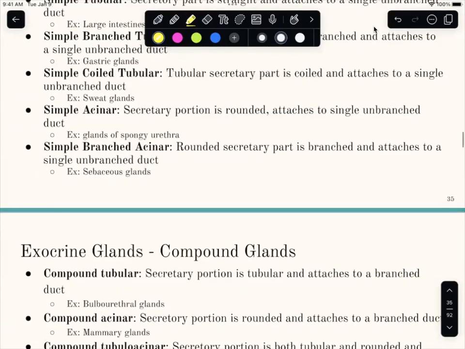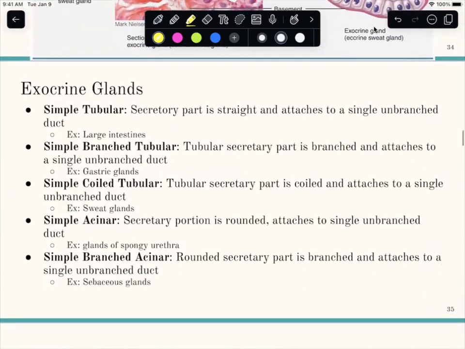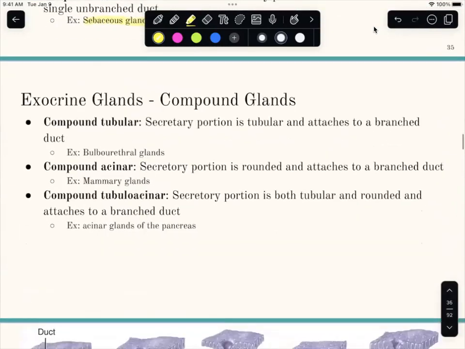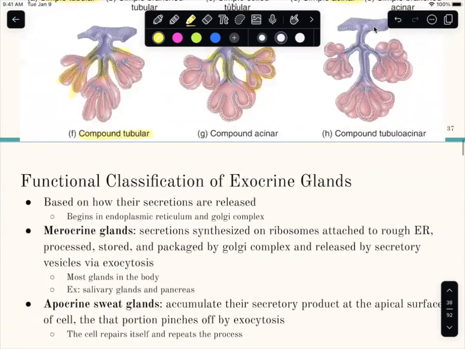Most of this is to kind of give you an idea of the shape. When you see them, you kind of understand. But we have these throughout different areas in the body, like large intestine, gastric glands, sweat glands, glands of the male urethra, sebaceous glands. Those are those oil glands that are attached to your hair. Bulbourethral glands, those are in the male reproductive system. Mammary glands in the breast. And then these acinar cells of the pancreas. So we see these in all different areas throughout the body.